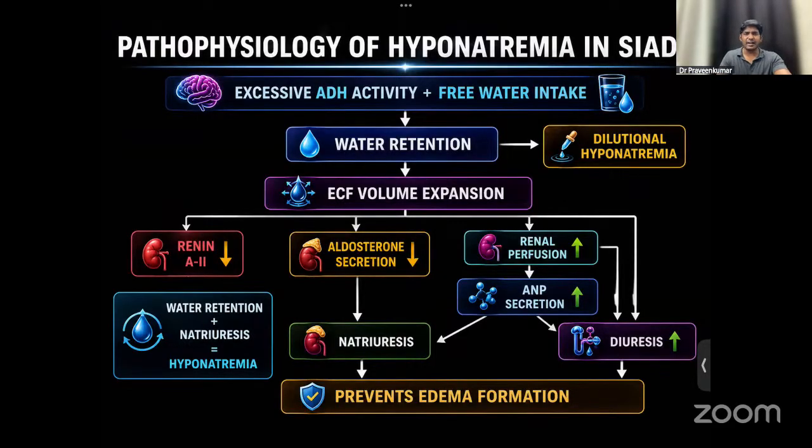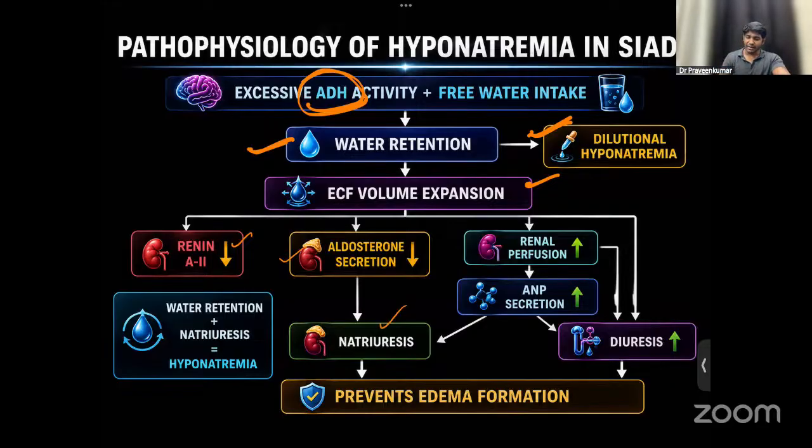Okay, just a little thing about SIAD, because someone asked, why, when there is water which is retained, is there no edema? So this is the problem. In SIAD, there is excess ADH activity. Okay, when there is excess ADH activity, there is water retention. When there is more water retention, you have dilutional hyponatremia. Very simple. But this water retention causes what? ECF volume expansion. So whenever volume expansion occurs, renin and angiotensin will reduce. Okay, and aldosterone secretion will reduce. When aldosterone secretion reduces, there will be sodium which is lost in the urine.